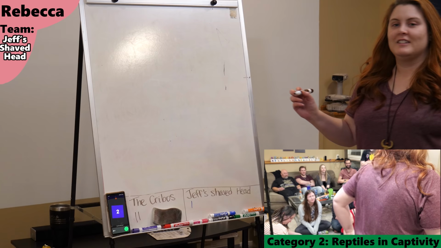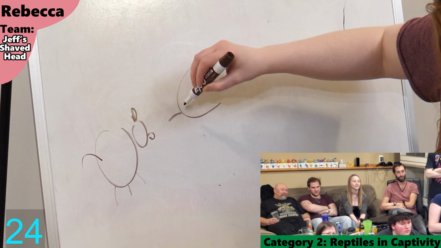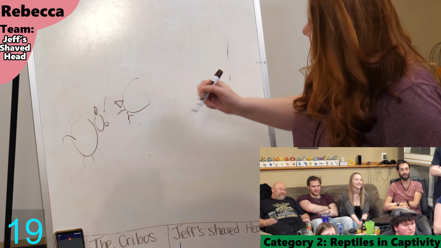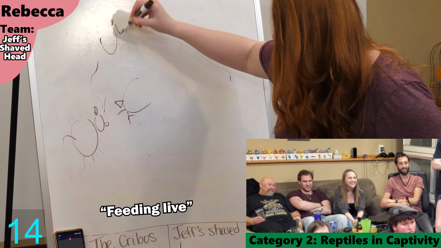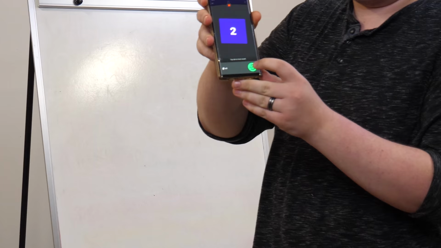3, 2, 1. Smelling, heat sensing, striking, feeding response, eating response, frozen mouse, Jacobson's organ, feeding live. Yep. The mouse was moving. It wasn't frozen. Alright, a 2. Two again, alright. Reptiles in captivity.